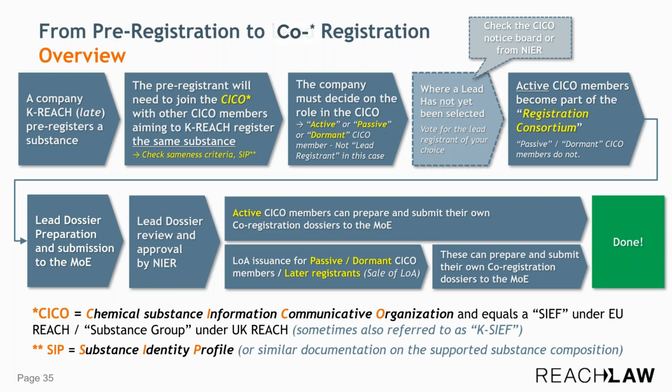Then as a next step, the company should decide on the role in this SICO. Well, they will not become the lead registrant because that was the previous webinar, despite the headline it says here. But as a co-registrant, you should then decide whether you want to be an active participant in the work, if available, or passive or dormant. We'll talk about this in just a second.